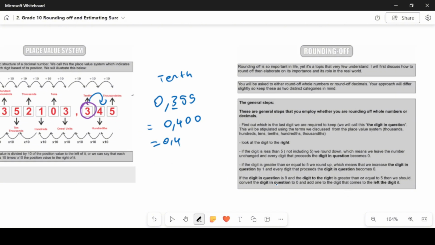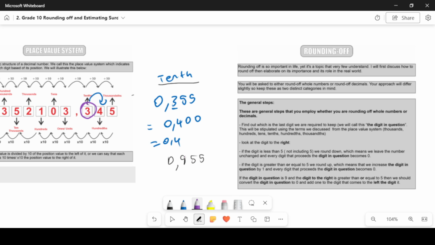Lastly, if the digit in question is 9, watch here. Let's say that we were given 0,955. The number to the right of it is greater than or equal to 5. So I'm still saying round to the nearest tens. I go to the tens column, which is this column here, and I see that the number is 9. I also notice that the number to the right of it is greater than or equal to 5. What do you do here? You convert the digit in question to 0 and add 1 to the digit that comes to the left of it. Very simple idea.